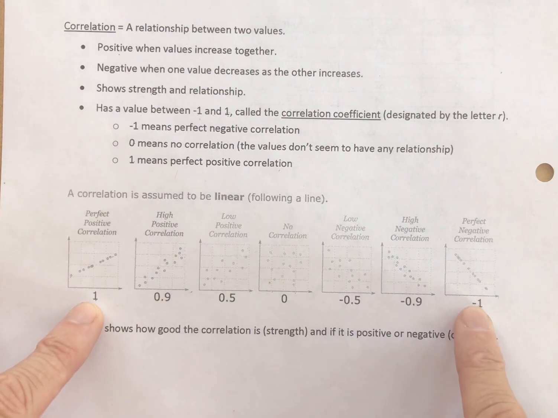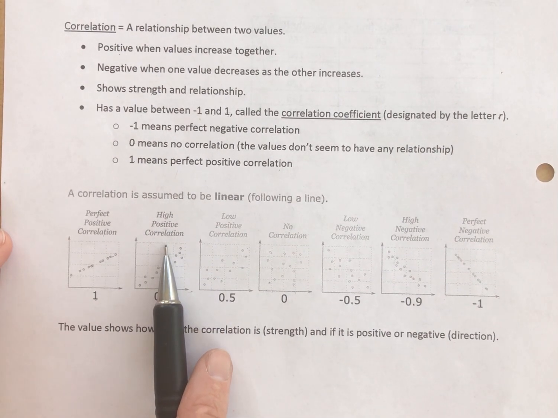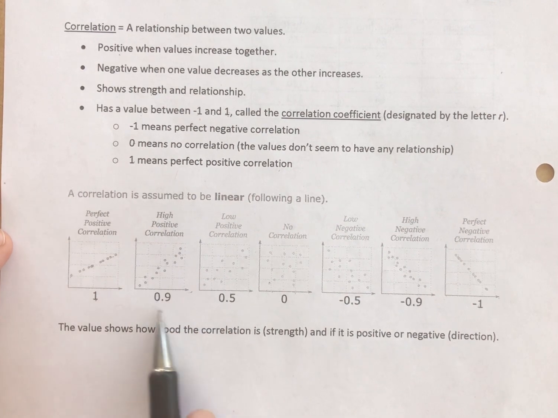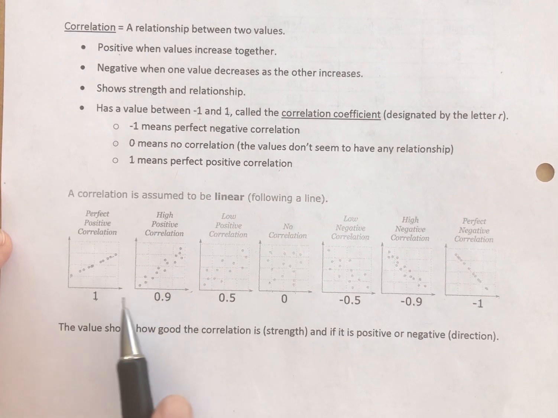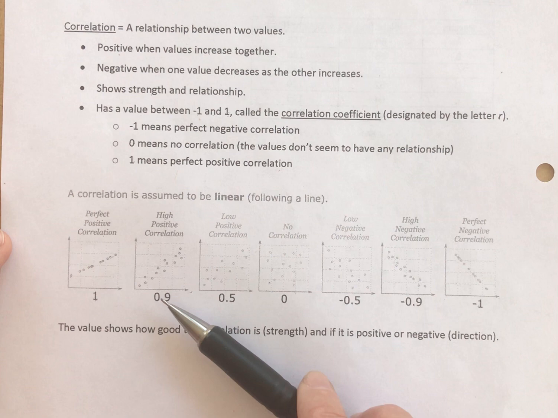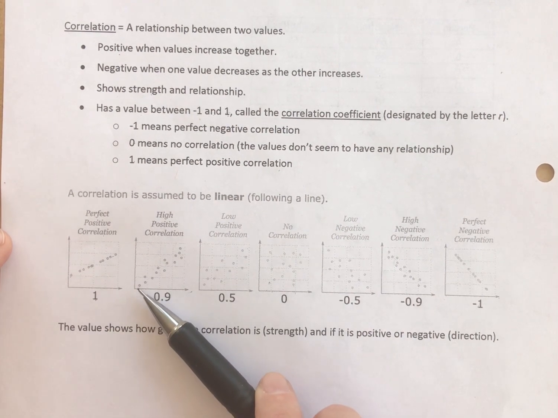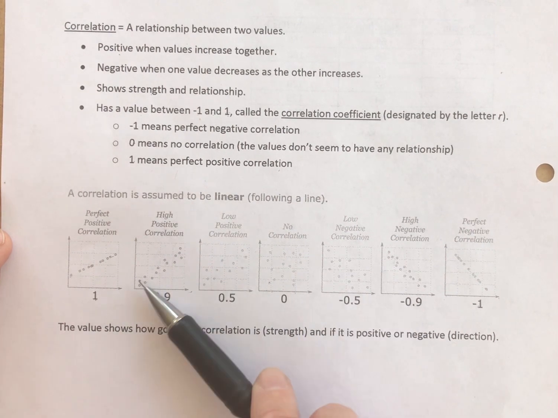Between these extremes, you can have a high positive correlation, or some would say a strong positive correlation, and some use 0.9, maybe some use 0.8. We'll use 0.9. That tells us if it's around 0.9, it's a pretty high or strong positive correlation. We're not perfectly on a line, but you know what? We're pretty close to a line.